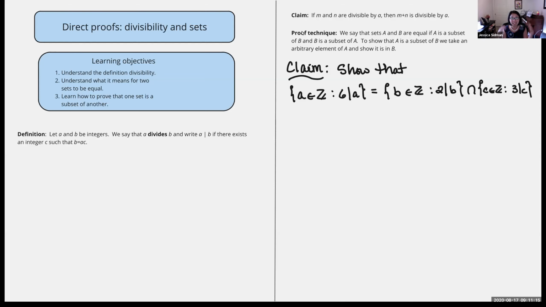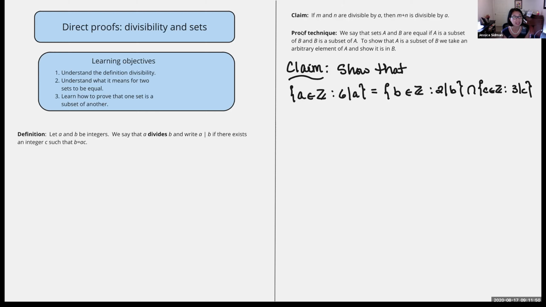So what we're studying right now, we're doing two levels. We're learning how to think with definitions, and the definitions we're learning to think with come from the area of number theory, which is the study of the integers. So we're going to think really carefully about how the integers work when we do arithmetic. Okay, so these are our learning objectives. We're going to understand the definition of divisibility, understand what it means for two sets to be equal, and learn how to prove that one set is a subset of another.